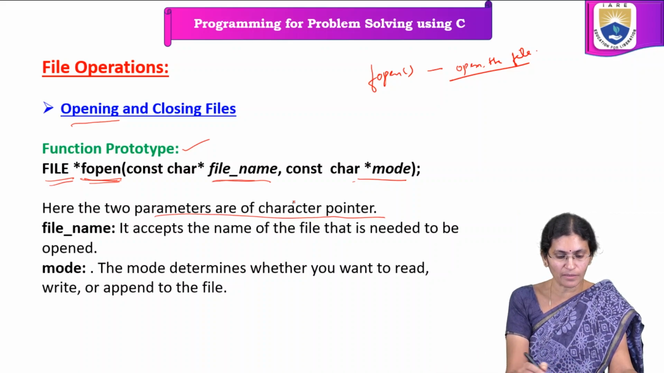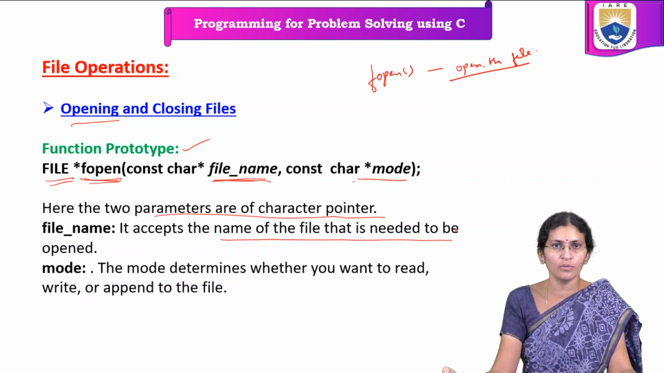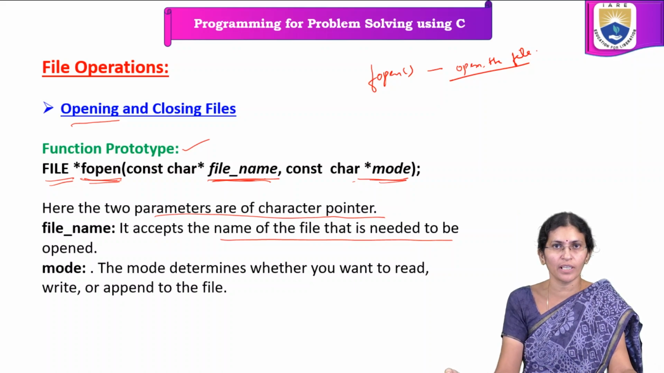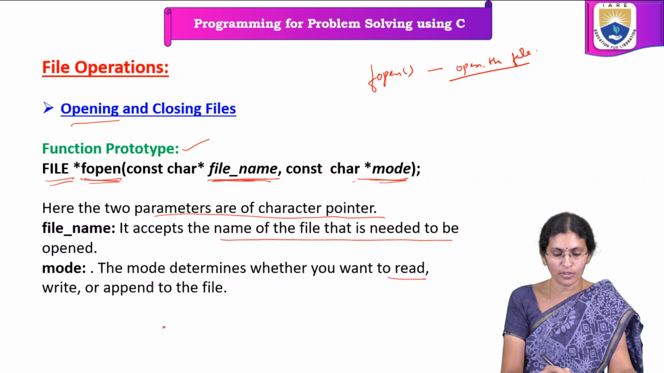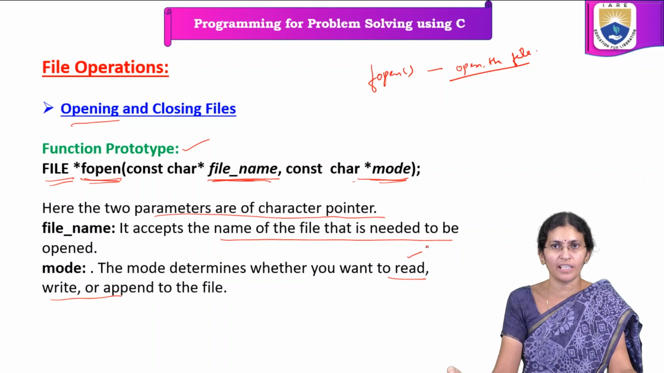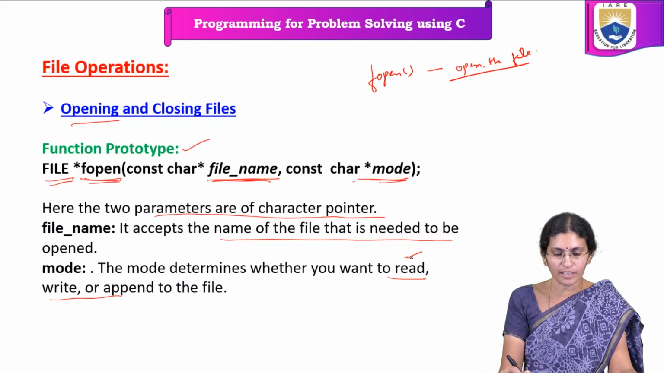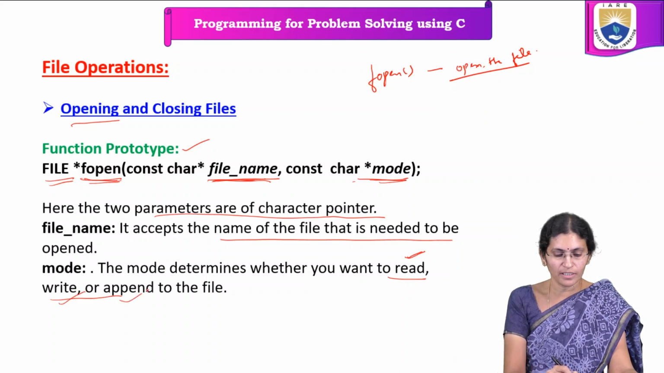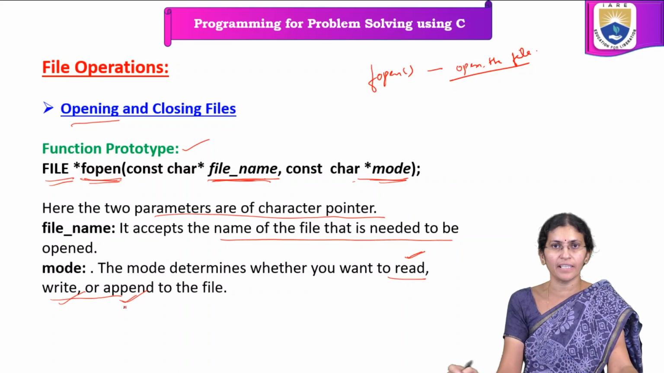Here, of these two parameters, the first one is the file name. It accepts the name of the file which needs to be opened, that is, the file which we want to open. Then the mode specifies how you open the file, and there are different modes. Mainly these are the three important modes: read mode, write mode, or append mode. Read mode opens the file for reading purposes only; we can only read the contents from the file. In write mode, we can write to the file. In append mode, we can also write to the file, but the way in which it is written is totally different in case of write and append.